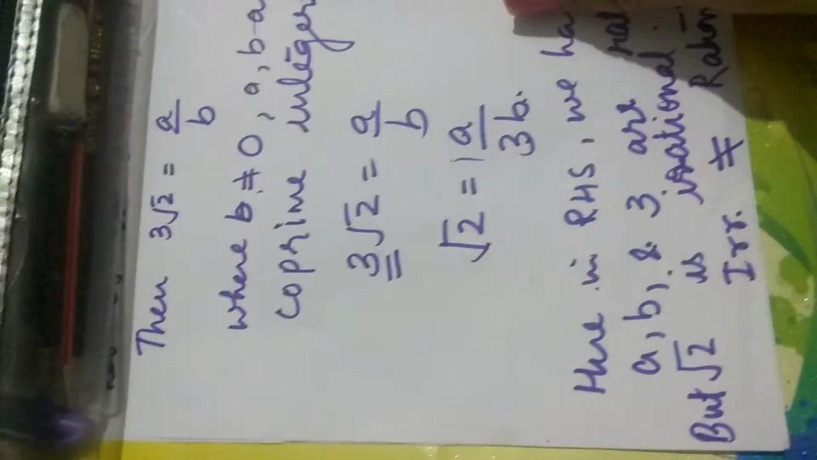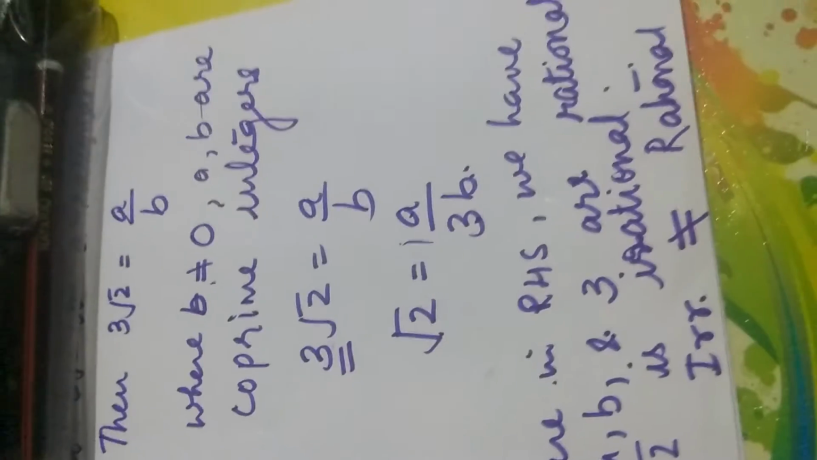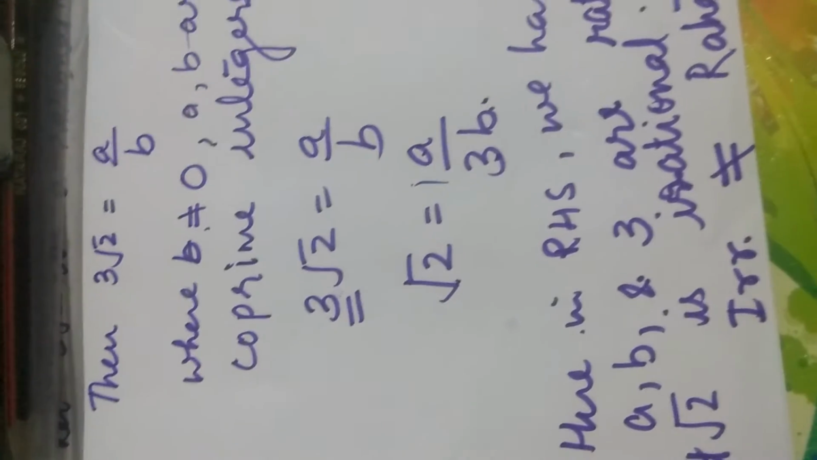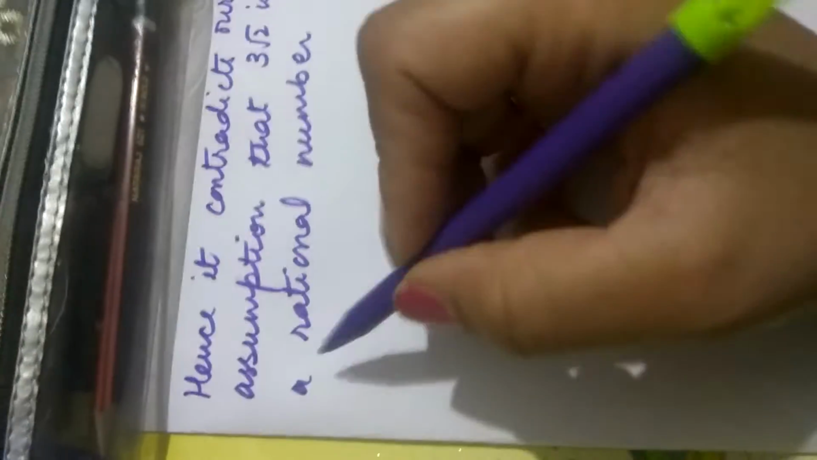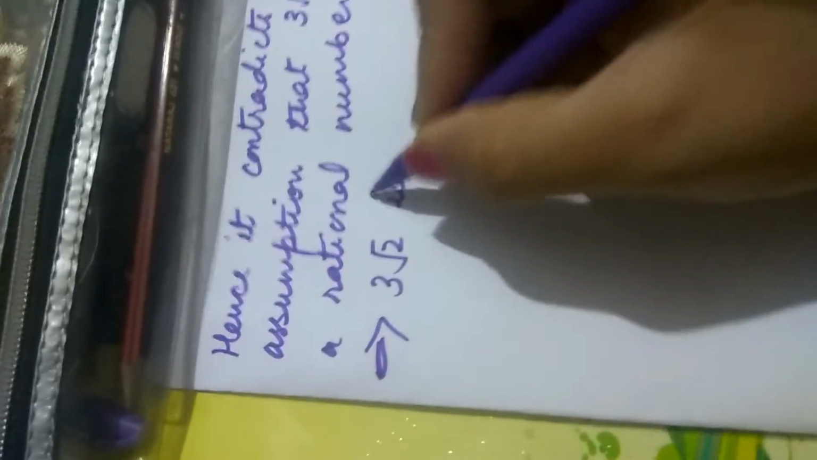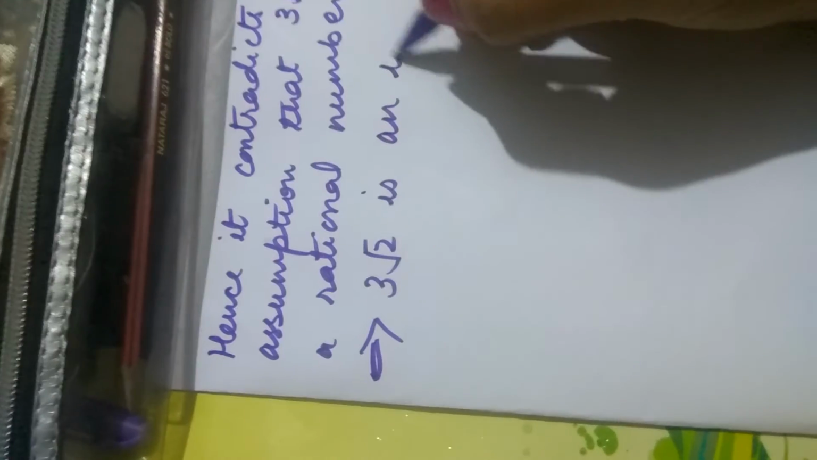So we will say that hence it contradicts our assumption that 3 root 2 is a rational number, which implies that 3 root 2 is an irrational number.